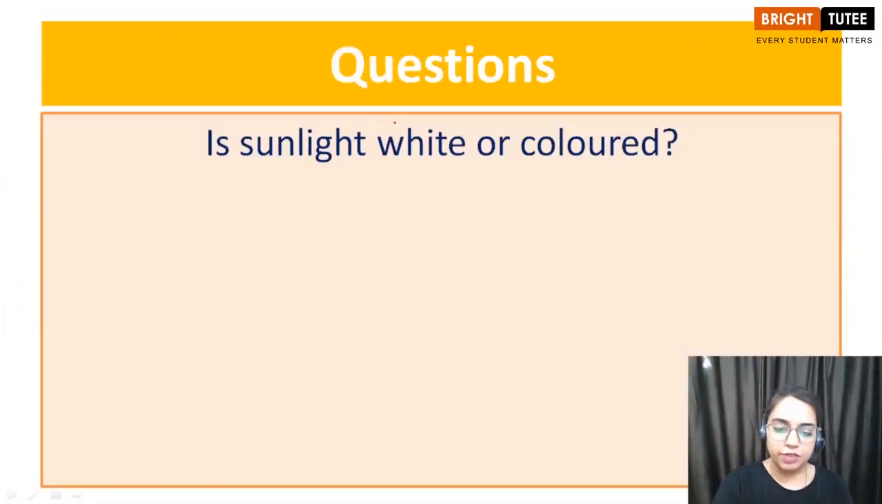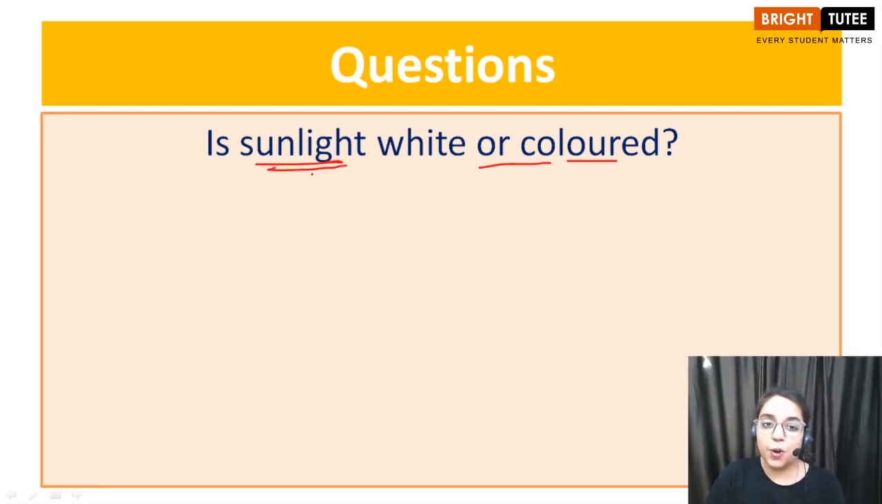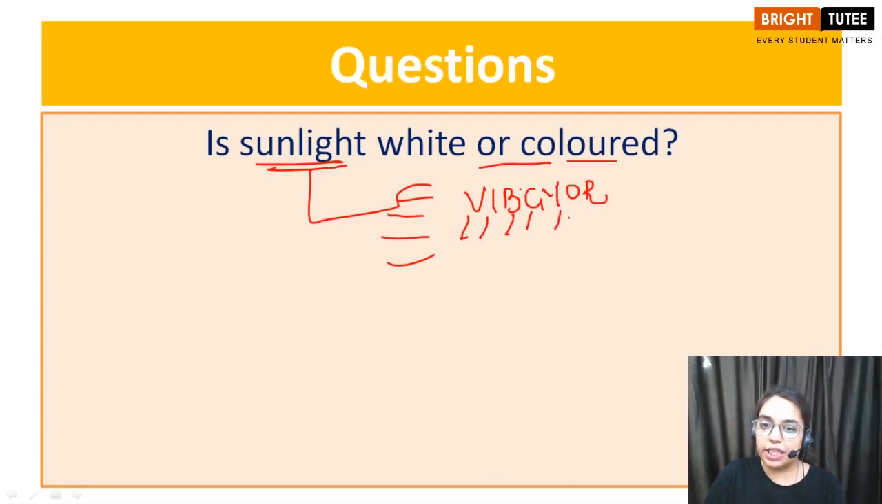In this session we are going to discuss a few questions and answers from the topics that we have covered so far, children. So the first question is: sunlight, white or colored? So children, we have studied that sunlight is actually a mixture of 7 component colors, which are the colors of the rainbow, and we can remember them by this abbreviation VIBGYOR, which stands for violet, indigo, blue, green, yellow, orange and red colors. Okay, so sunlight is a mixture of these 7 component colors.